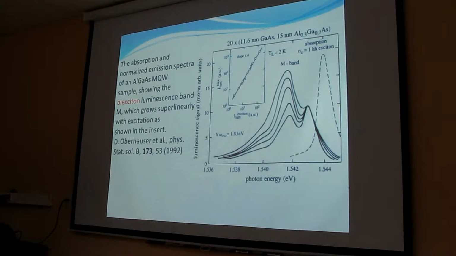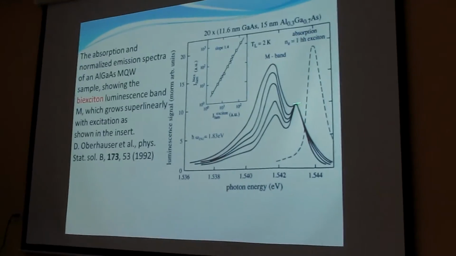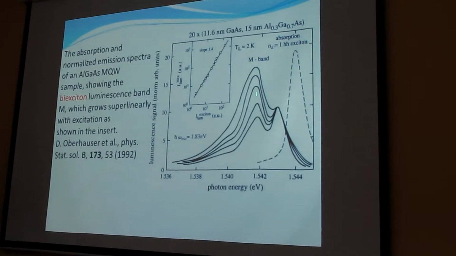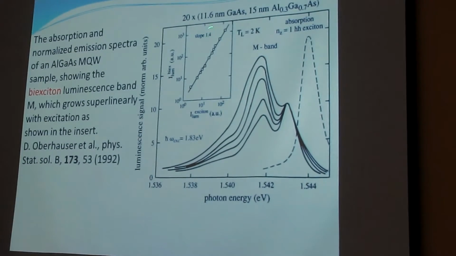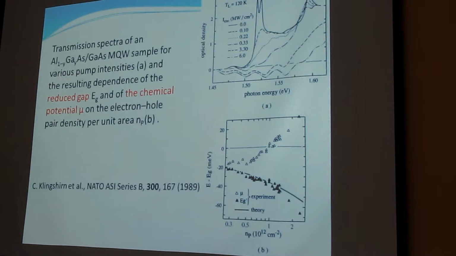In the last lecture, we heard about excitonic molecules, and excitonic molecules exist also in quantum wells. This is a sample maybe not too high quality. The absorption, the luminescence, you see there is a certain shift, and with increasing pump power you get a new band growing more than linear with a slope 1.4, and the authors attributed this to the decay of an excitonic molecule, such an M band.